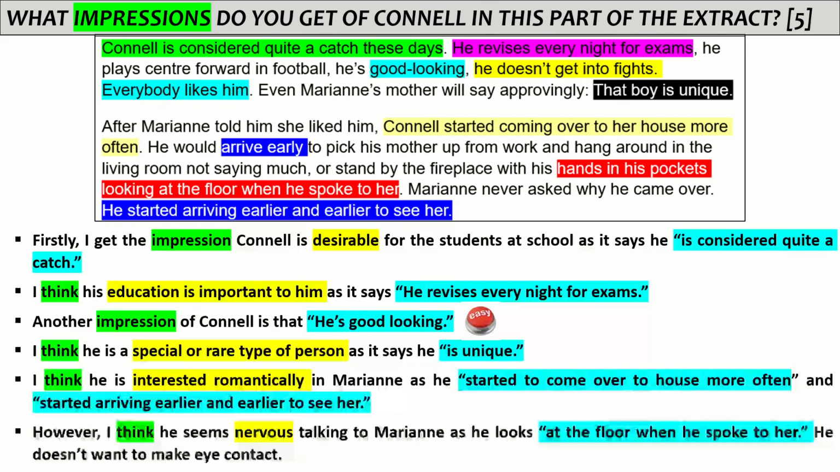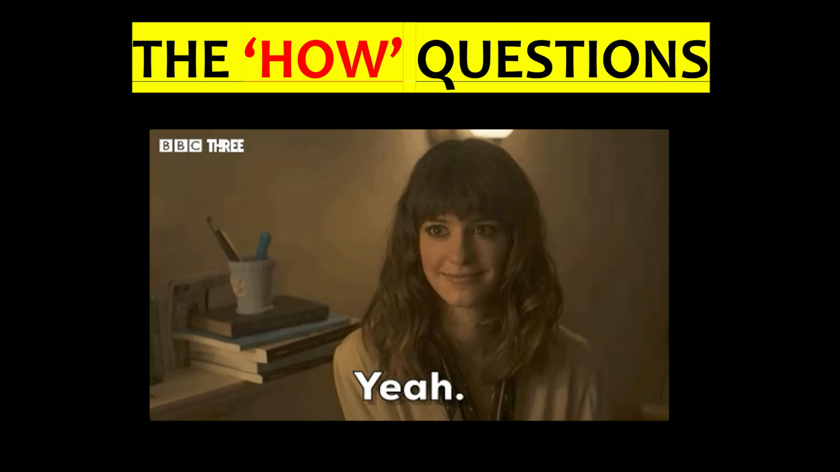And I've put, however, I think he seems nervous talking to Marianne, as he says he looks at the floor when he spoke to her. He doesn't want to make eye contact. So all of these, one or two sentences. I'm not giving my impression in writing 7 or 8 lines, short and sharp, and I would get 5 out of 5 for this.